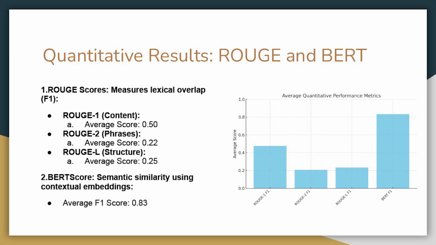Secondly, we use the BERT score, which measures the semantic similarity by using contextual embeddings. From the chart, we can see our BERT score is very high, which indicates a very strong semantic alignment. And also the Rouge-1 performs well, but there is room to improve in the structure and the fluency.